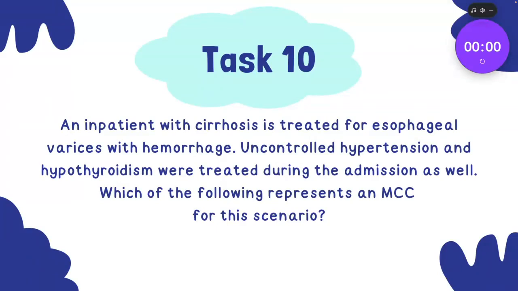So I gave you the code for hypertension and the code for hypothyroidism. I don't even remember what the code is for cirrhosis. I think it's K74 something, maybe let's just use K74.60. That sounds good. So it's the secondary diagnoses that you need to look up to see which one is an MCC.